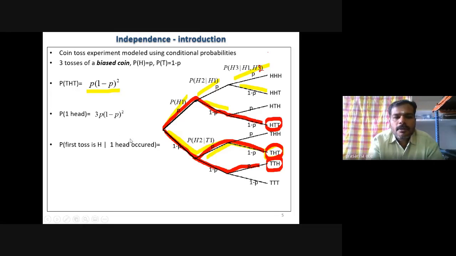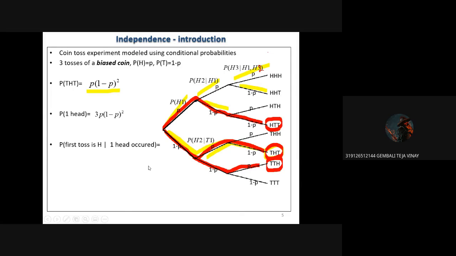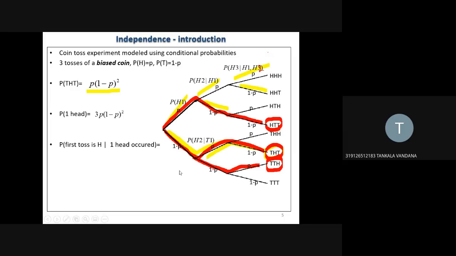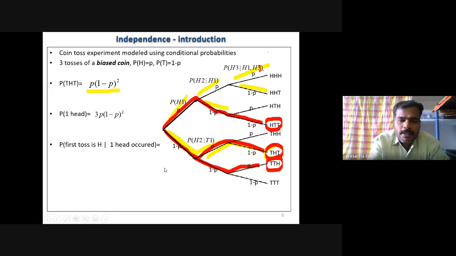Okay, so now we want to ask the question: what is the probability of getting head in the first toss, given exactly one head occurred? Is it 3 into (1 minus P) whole square? P square into (1 minus P)? No, not exactly.